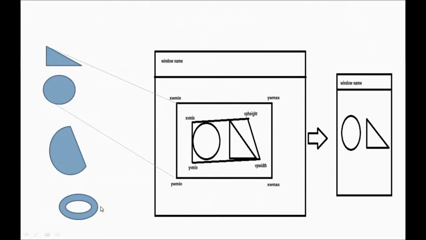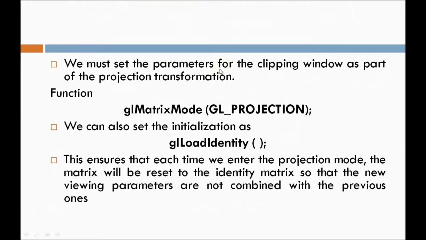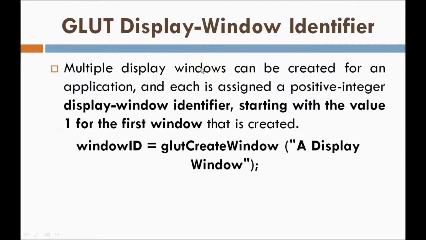You can see only one display window, so every time it's not a case. It is possible to use multiple display windows. If you are using multiple display windows, you have to identify the different display windows. How can I do that? You can use the command window id is equal to glutCreateWindow.